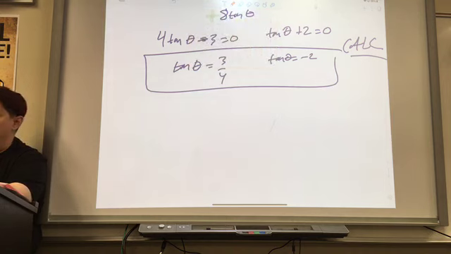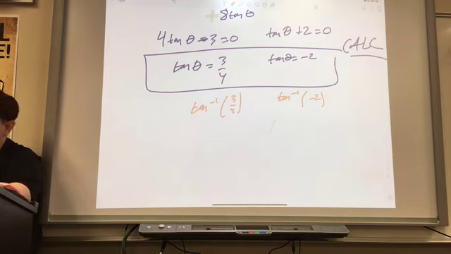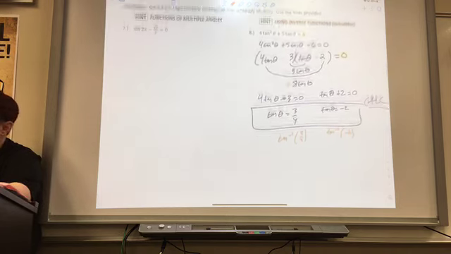So on your calculator, you would type, what's the inverse tan of 3/4? What's the inverse tan of -2? And you can find it. Okay, so this sounds like a weird question, but like, why?